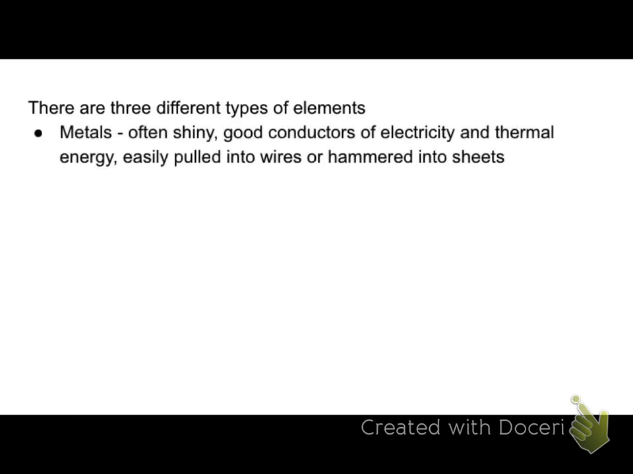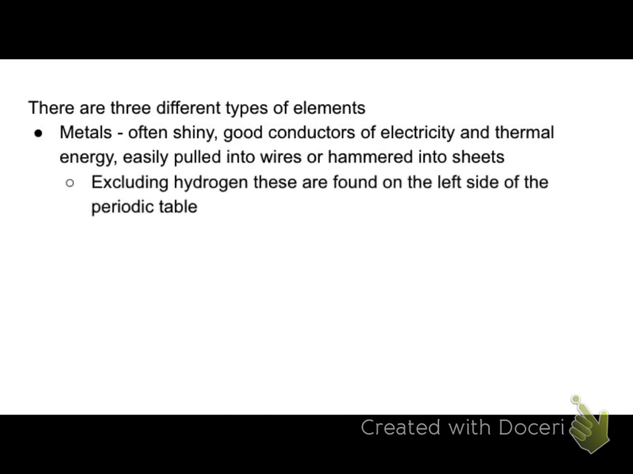The first type is metals. If something is classified as a metal, you can expect the following properties. They are often shiny. They are good conductors of electricity and thermal energy, aka heat. And they are easily pulled into wires or hammered into thin sheets. So if I hit a metal on something, it is more likely to dent and deform than it is to break. We call that being malleable or ductile. Excluding hydrogen, the left side of the periodic table is made up of the metals.